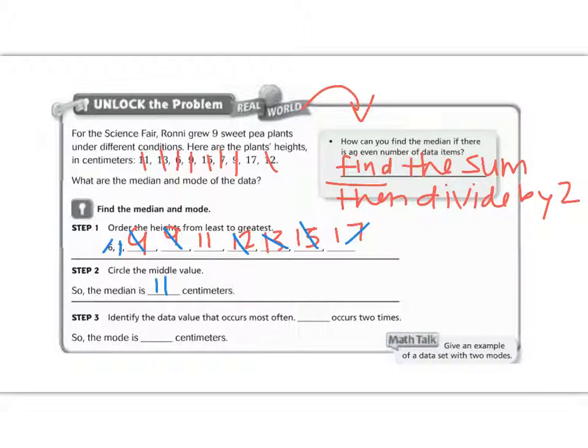Step 3, identify the value that occurs the most often. Okay, looking back at our data, I noticed that I had, before I crossed them out, 2 9s. So the number that pops up the most often is 9, and it occurs 2 times. So we would say that the median is 11, and the mode is 9. Great job, 5th graders.